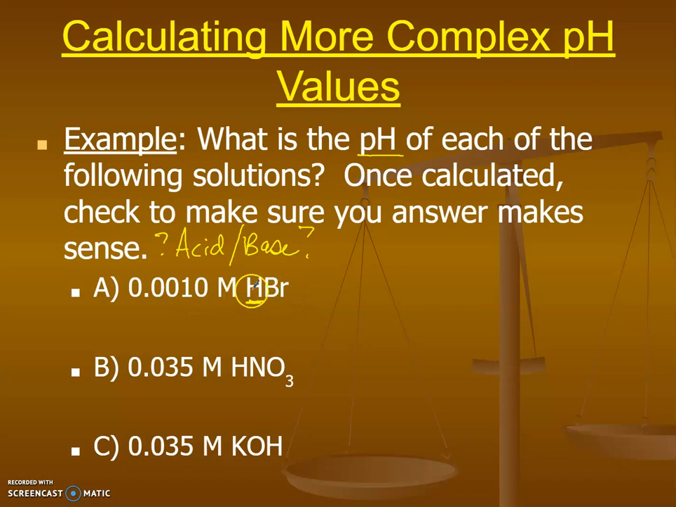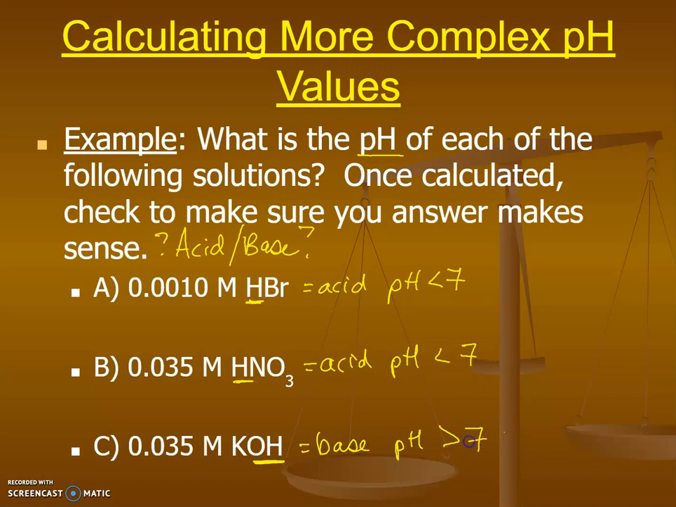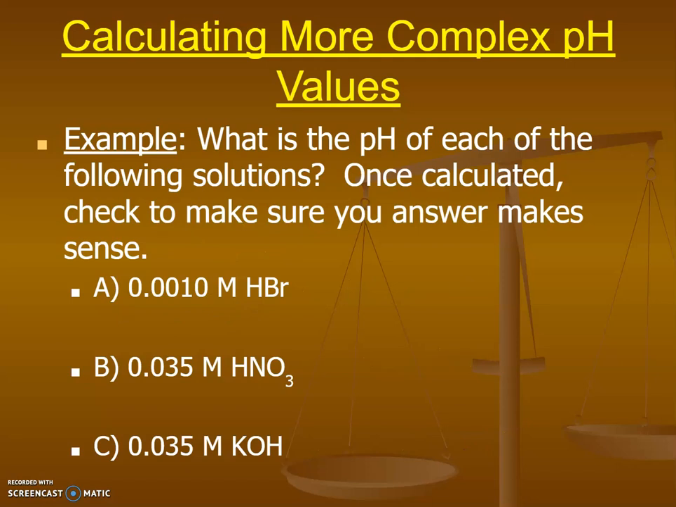HBr has hydrogen, it's hydrobromic acid, so this one should be an acid, and the pH value should be less than 7. Okay, 0.035 molar HNO3. HNO3 is nitric acid, so this should also be an acid and have a pH value less than 7. 0.035 molar KOH, there's an H here, but it's not an acidic H. You have to notice that it is a hydroxide. This is a base, so the pH value is going to be greater than 7. Okay, so let's take a look at this first one on the next slide.